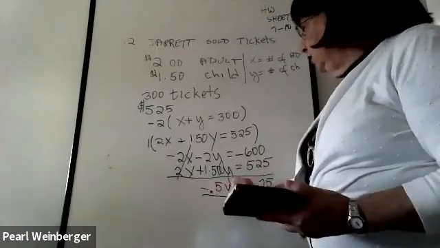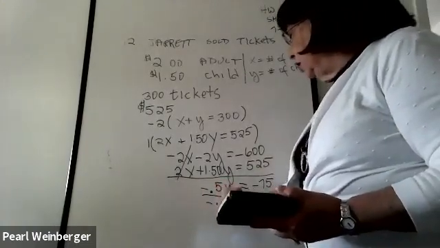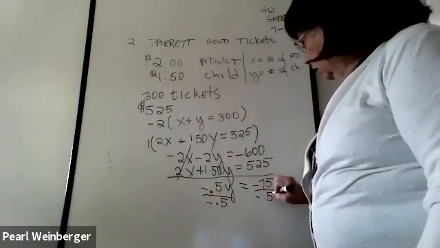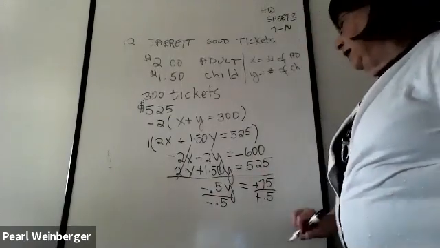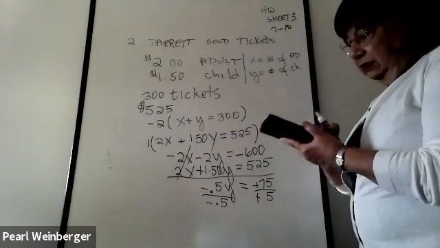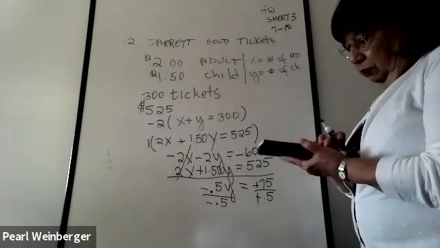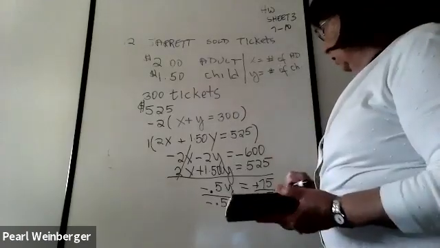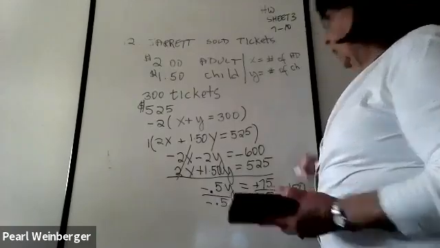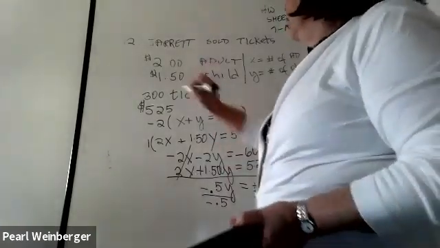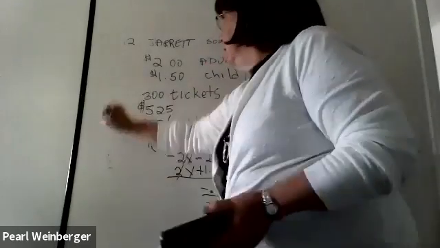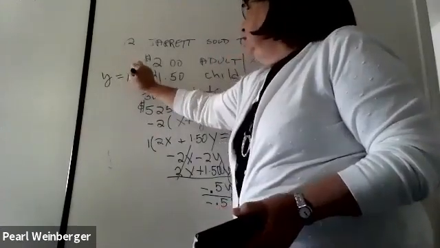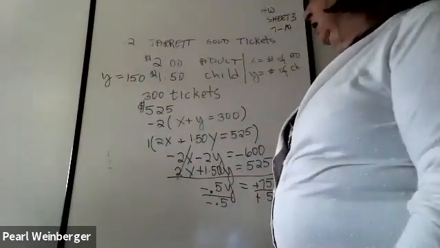It will give me negative 75. And now I'm going to divide both sides by negative 0.5. Again, a negative divided by a negative gives me positive. So I'm dividing 75 by 0.5. Again, I'm using my calculator. Why should I do it in my head? And it comes out to be 150. It turns out that Y, which is the number of children's tickets, is 150. He sold 150 children's tickets.